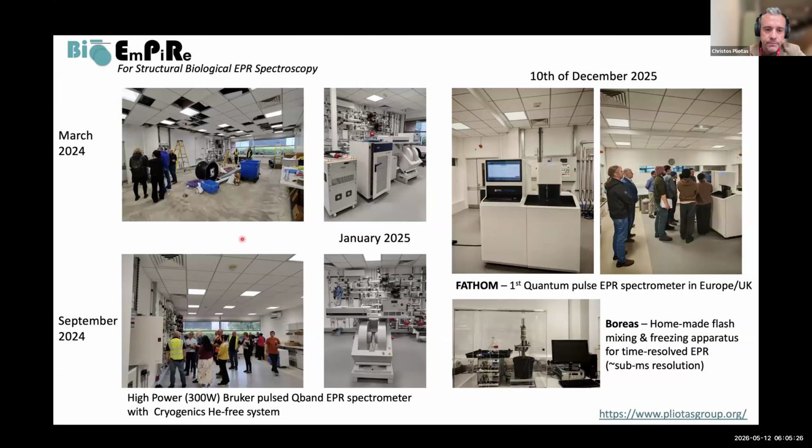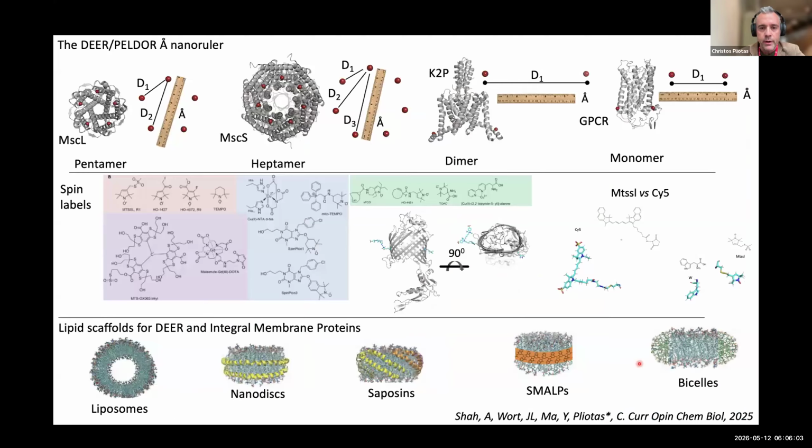So these are the facilities of my laboratory in Manchester. I arrived in Manchester 2.5 years ago, and we got hold of a state-of-the-art pulsed EPR spectrometer, Q-band. This is the most highly sensitive commercially available EPR spectrometer. We also recently, through a Canadian-based company called HiQ, obtained the first quantum EPR spectrometer in Europe and in the UK, which can only take 3.5 microliters of sample. And we independently have developed a flash mixing freezing instrument to enable in-cell time-resolved EPR.